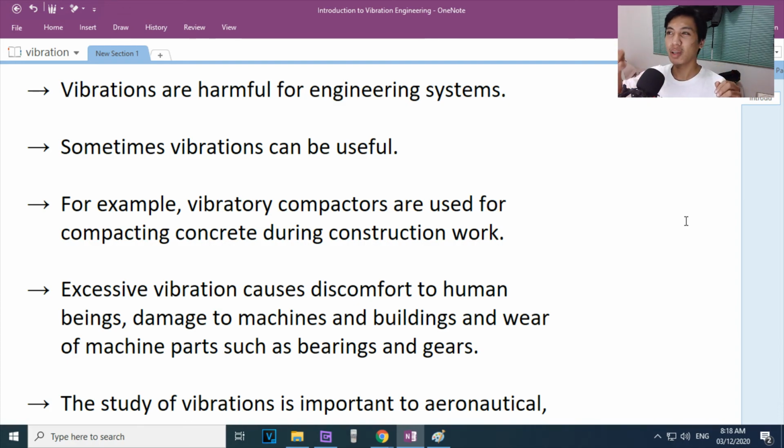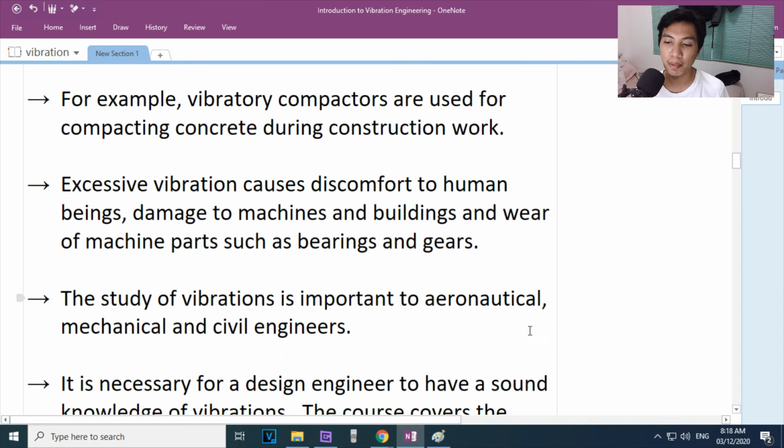Tapos yung unwanted vibrations, parang pangit na music, masakit sa tenga. Kasi yung mga nerves nyo dito, yung mga eardrums nyo, they react to vibrations and sound waves. Pag unwanted yung sound waves coming from unwanted vibrations, masakit sa tenga, masakit sa ulo.